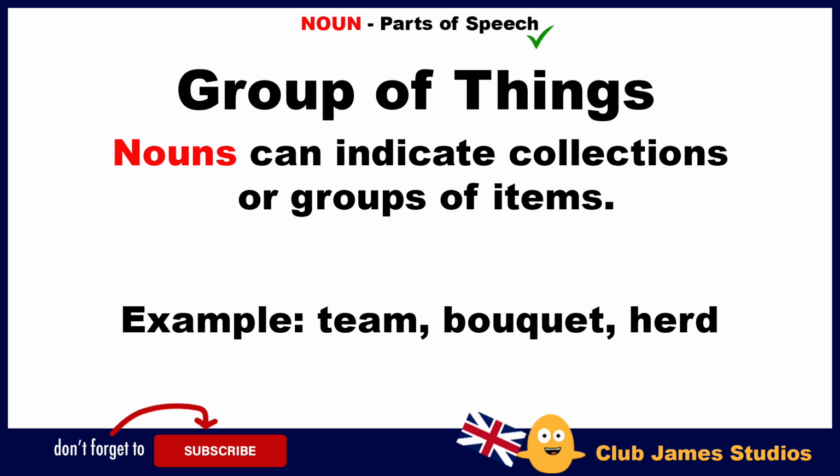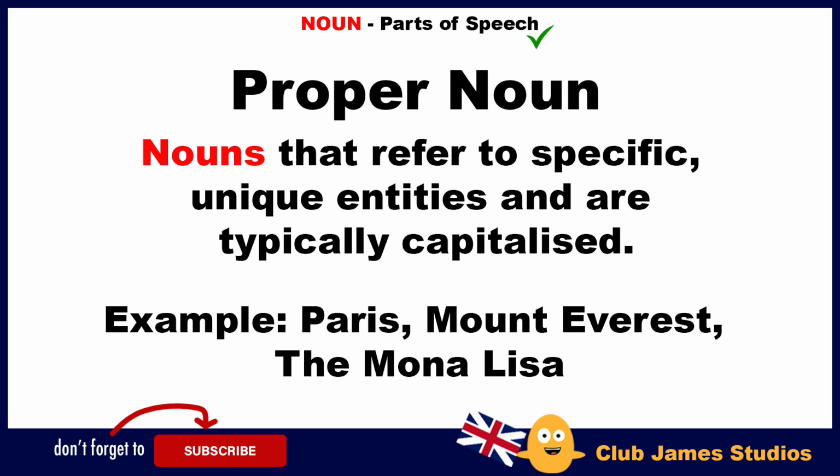Group of things. Nouns can indicate collections or groups of items. Example: team, bouquet, herd. Proper noun. Nouns that refer to specific, unique entities that are typically capitalized. Example: Paris, Mount Everest, the Mona Lisa.